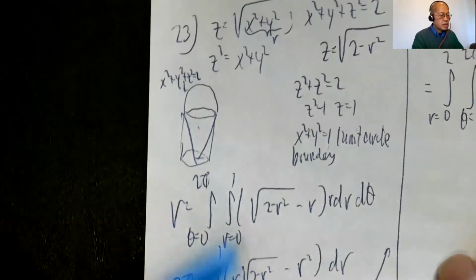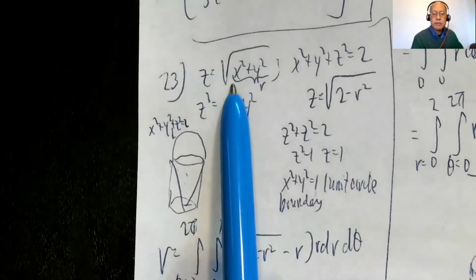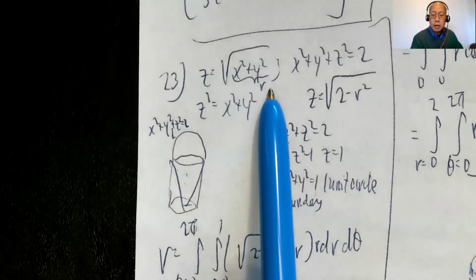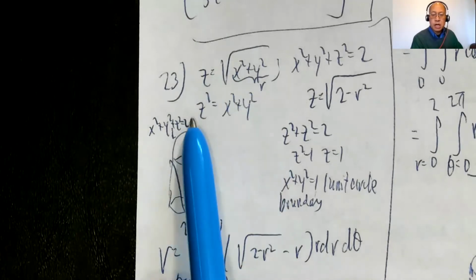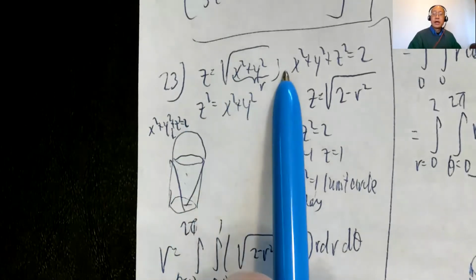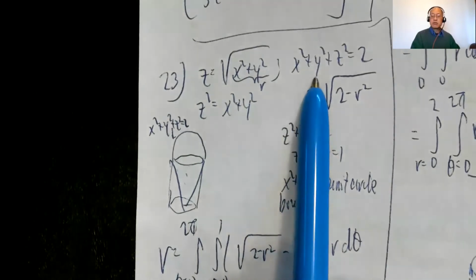Get done properly. Okay, 23 is a little bit clumsy. z equals radical x squared plus y squared. That's r. Okay, if I square both sides, I have z squared equals x squared plus y squared, and the sphere x squared plus y squared plus z squared equals 2.